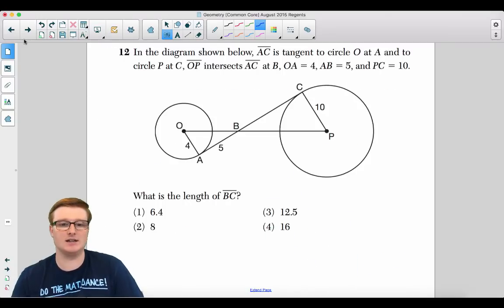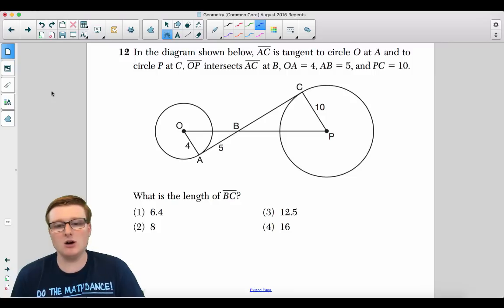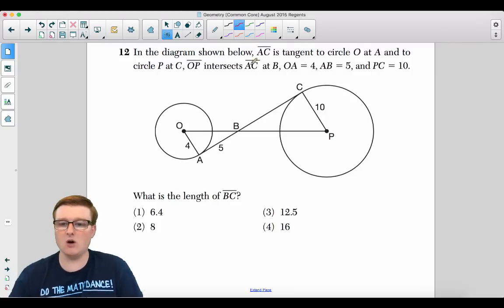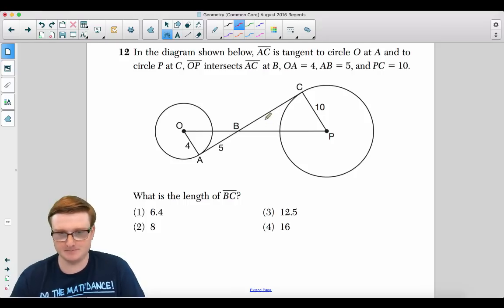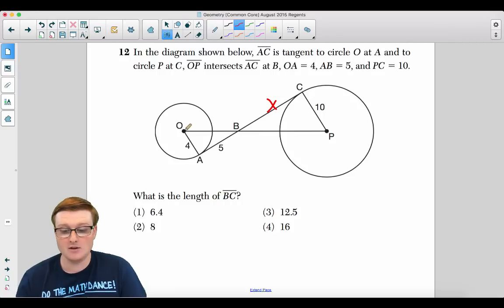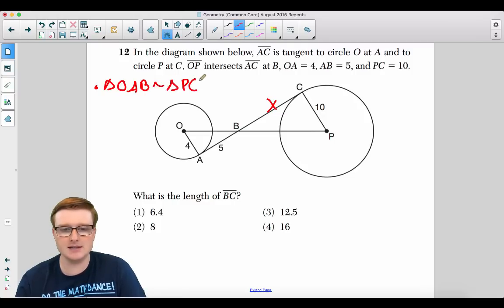All right, last question. Number 12, in the diagram shown below, AC is tangent to circle O at A and to circle P at C. OP intersects AC at B. OA is 4, AB is 5, and PC is 10. Man, geometry is a lot of words. What is the length of BC? Okay, this is quite interesting. You have to tell yourself that triangle OAB is similar to triangle PCB. Huh? Why are they similar?